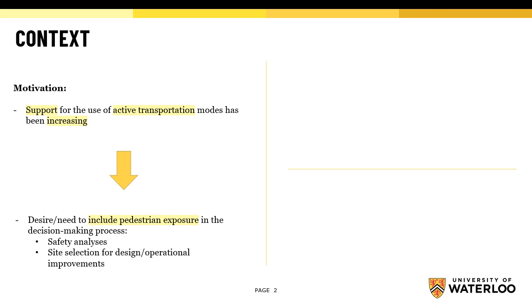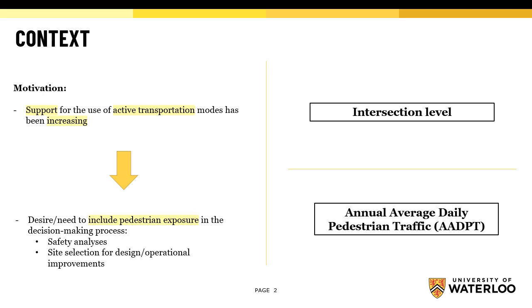So in this work, we are focusing on estimating pedestrian exposure for all jurisdictions. And the level of aggregation that we are interested in is the signalized intersection one. And the variable that we are looking for is the annual average daily pedestrian traffic, or the AADPT, for signalized intersections.